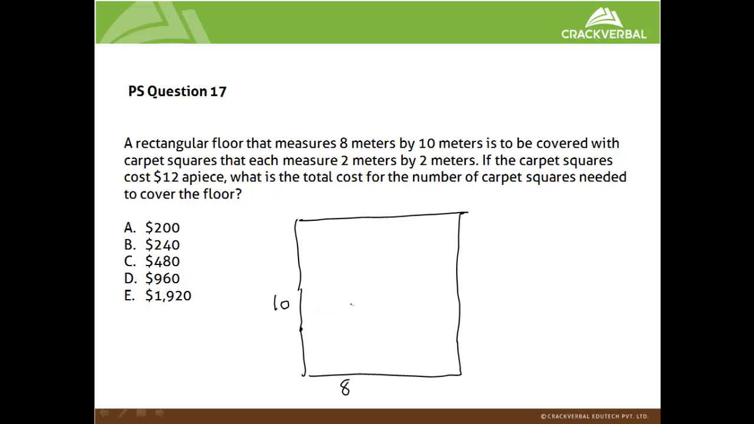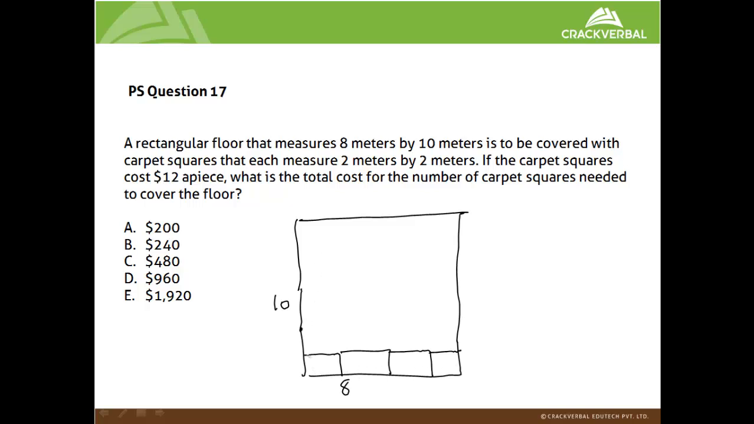And it is covered with carpet squares of 2 meters each. So we are trying to cover this rectangle using the 2 meter square. Rectangle means opposite sides are equal and each angle is 90 degrees, whereas in a square all sides are equal and each angle is also 90 degrees. So if I cover 2 meters here, 1 I need, 2 I need, 3 I need, and I need also the fourth one. 4 pieces to cover this particular row.